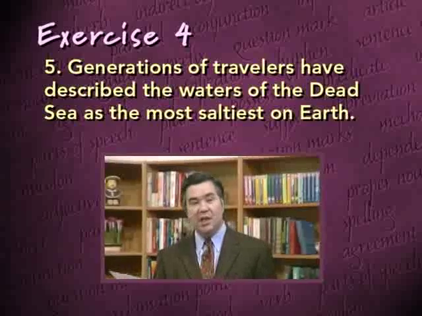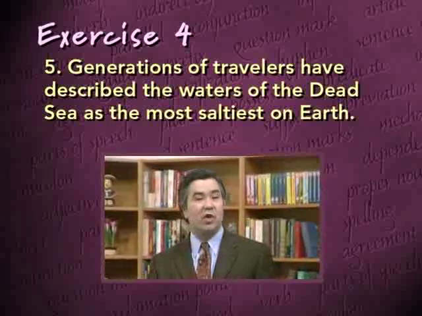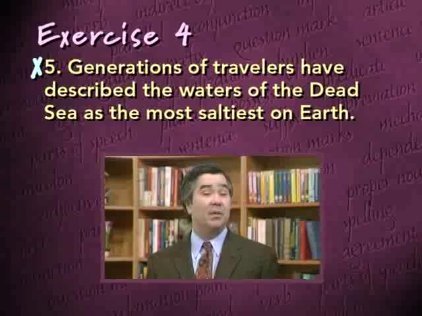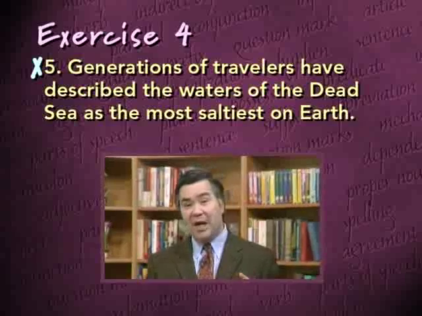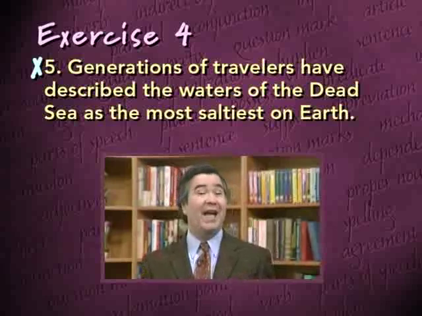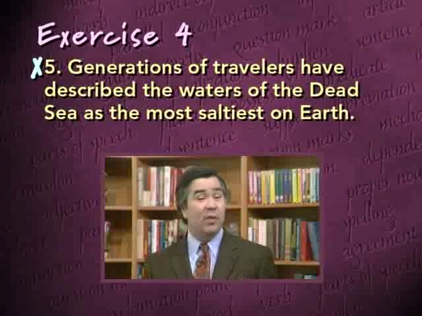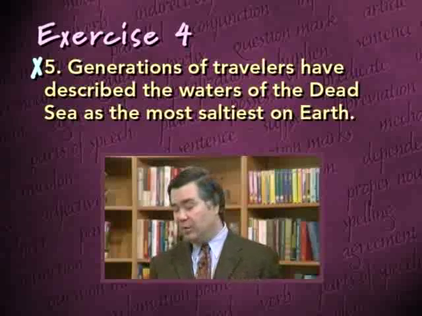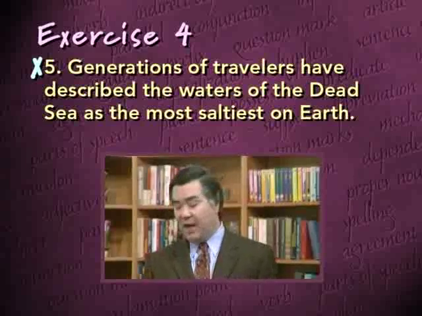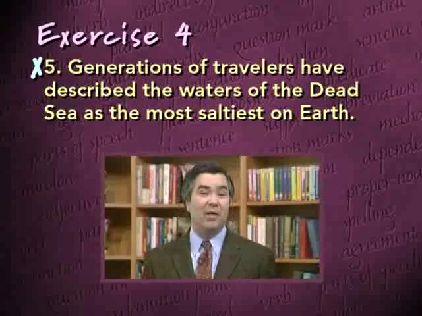Next example. Generations of travelers have described the waters of the Dead Sea as the most saltiest on earth. Our problem here is the problem of the double comparison. Remember that when you have a two-syllable adjective, you have two different ways of forming the comparative and superlative forms. Now, here we are dealing with a two-syllable adjective, salty. So we could create the superlative form by using most salty or saltiest. Either one would be correct.